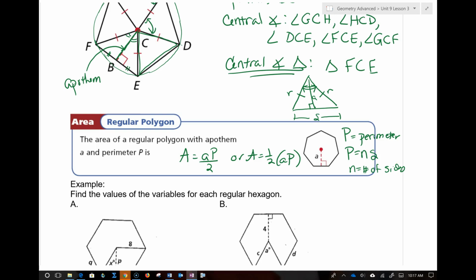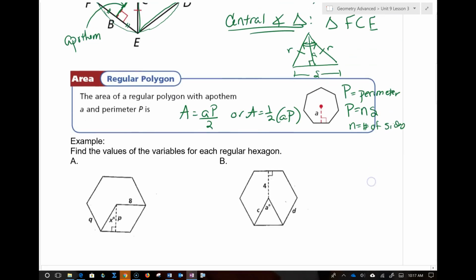Now, the first couple problems that we have here is to actually find stuff that would help us do and work with this formula. So we have to be able to work with them. N times S. Number of sides times the side length. Right? So now let's look at this next one.